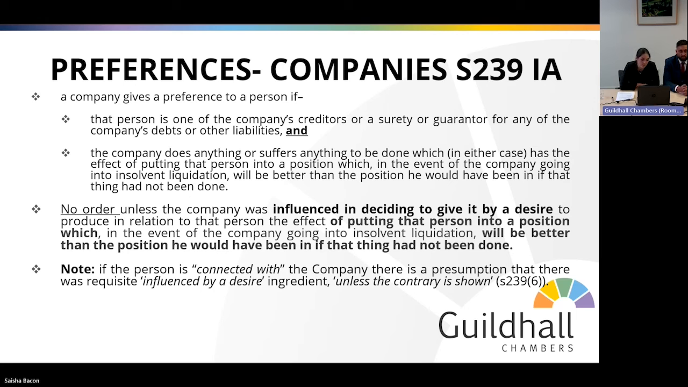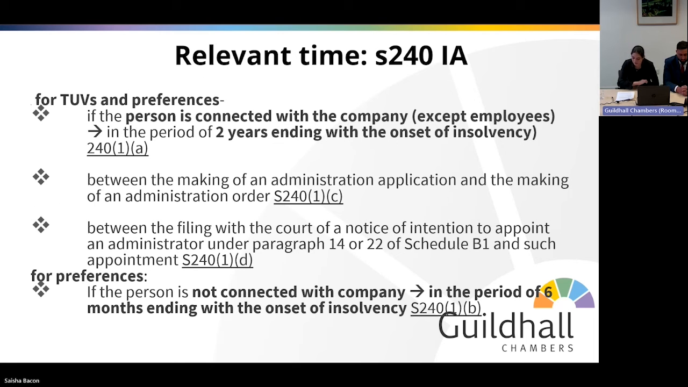But if the person who the office holder says received that preference is a connected person with the company, then there's a presumption that the company had the requisite influenced by a desire ingredient. So if they're connected with the company, then you don't need to necessarily prove that the company was influenced by the desire to put that person in a better position. So that's what the liquidator or administrator is looking for when looking at TUVs or preferences.